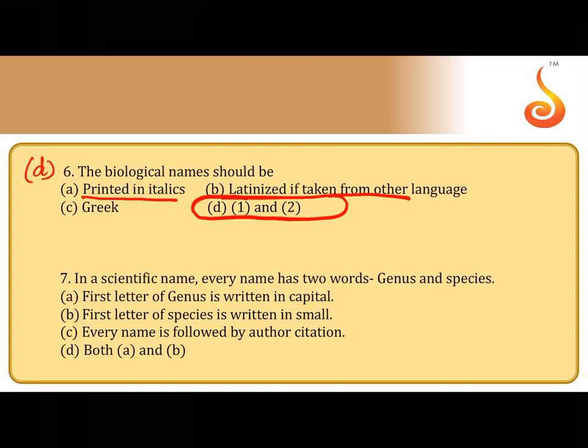Next, the seventh question says, in a scientific name, every name has two words. What are they? The genus name and the specific name. Now let us read the options. The first letter of the genus is written in capital. Correct. The first letter of the species is written in small. Correct. Every name is followed by author citation. Not necessarily. So basically we have both A and B are correct. So it is option D.